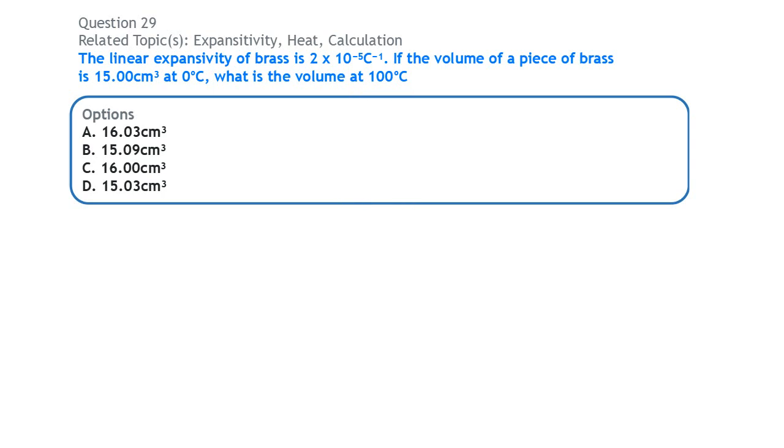Next, on expansivity. The question is, the linear expansivity of brass is 2 × 10⁻⁵ per degree Celsius. If the volume of a piece of brass is 15 cm³ at 0 degrees Celsius, what is the volume at 100 degrees Celsius? Before we start calculating, note that this brass is a solid, and solids expand when heated. The original temperature is 0 degrees Celsius, and the new temperature is 100 degrees Celsius. That means the volume of the brass must have expanded.